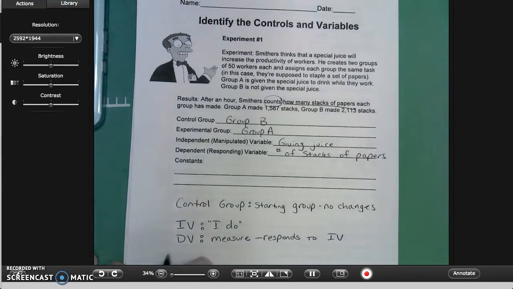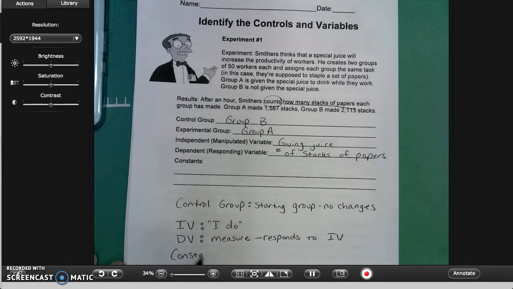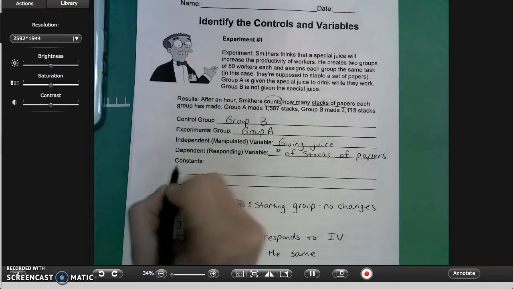Our constants are going to be the things we keep the same, because we don't want our experiment to be unreliable, and we want to know for a fact that the juice is what's changing the situation and nothing else. So some of the constants might be how many workers are in each group.